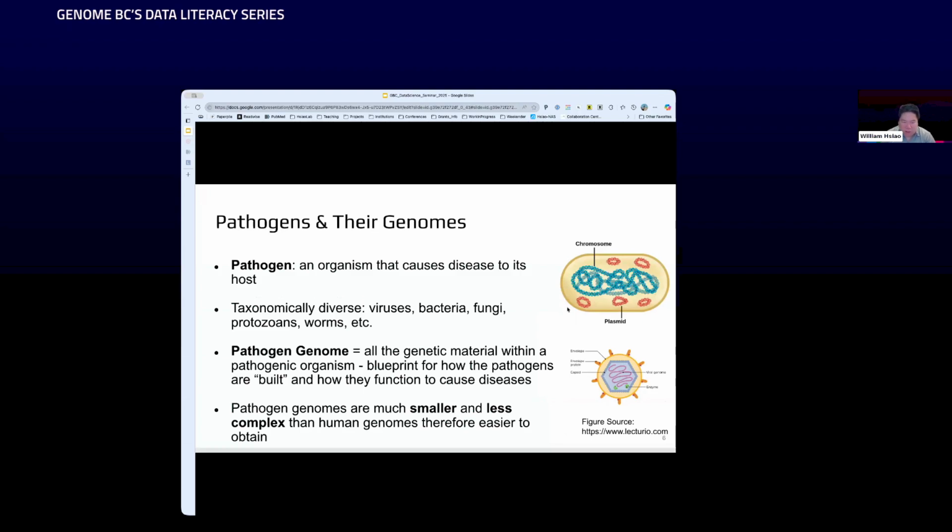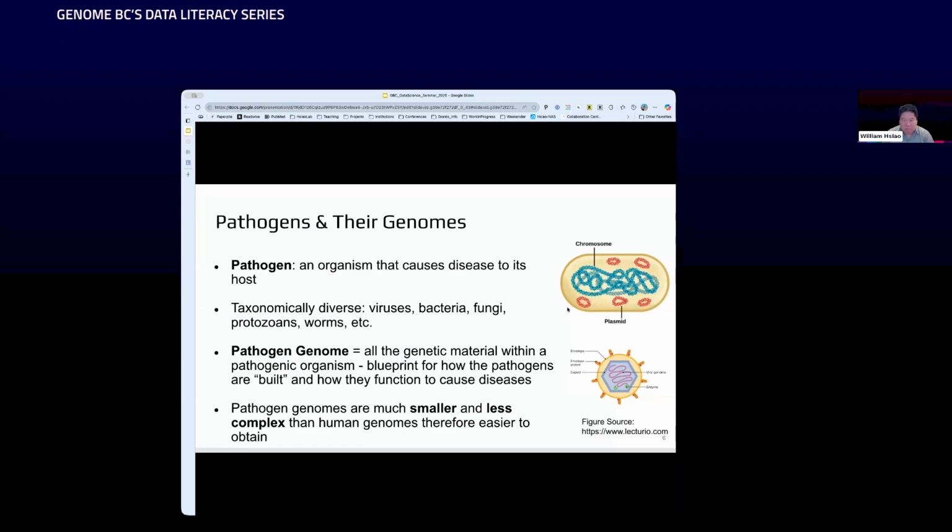So these pandemics are caused by infectious agents called pathogens. They're organisms that can cause diseases to the host, and they're actually taxonomically very diverse. They belong to different types of organisms. And the genome of these pathogens are all the genetic materials within the pathogenic organism. These are essentially the blueprint of how the pathogens are built and how they function to cause diseases, and of course, how they function generally.